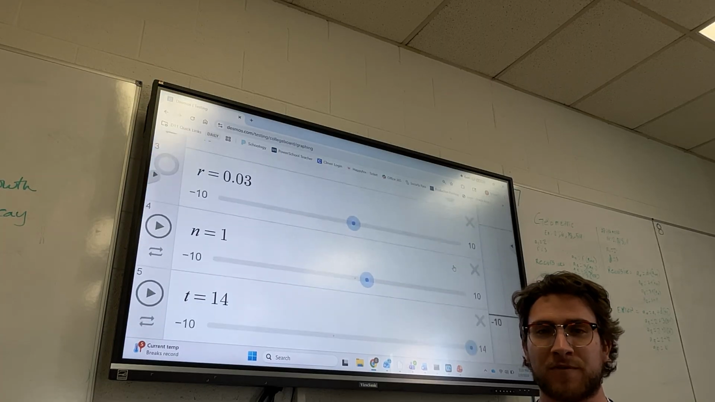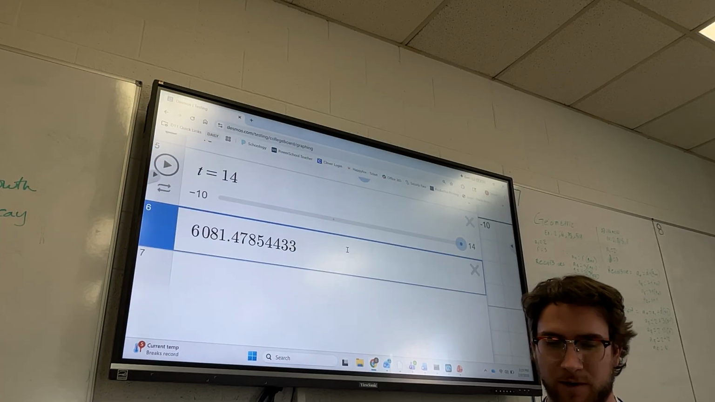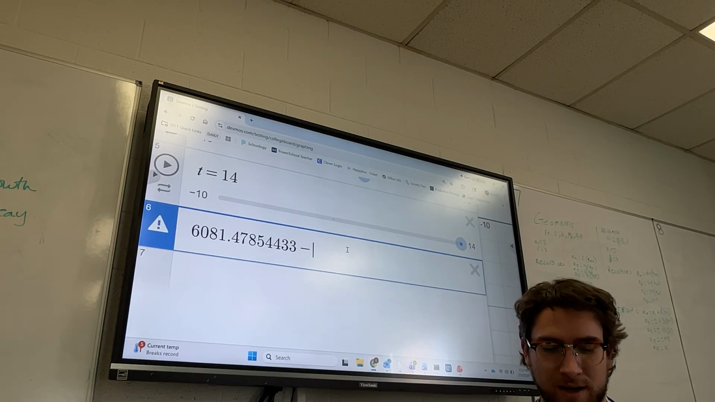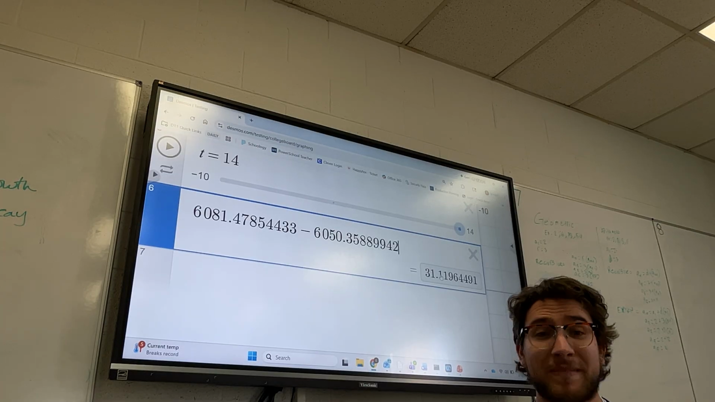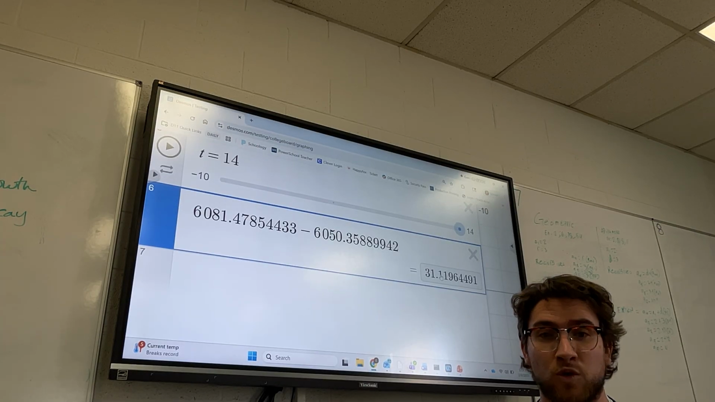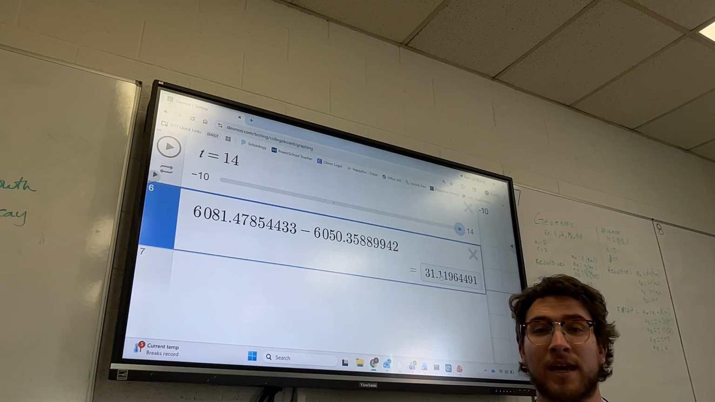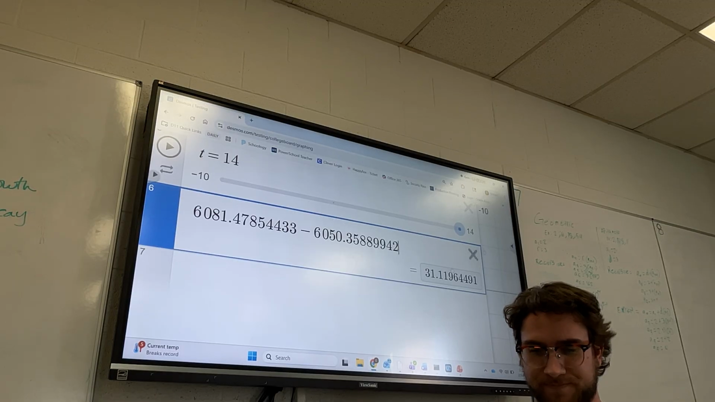We get 6,050. We're going to copy that number, come down here, we want the difference, so we subtract, and we find that our difference is 31.11. That is all we need to do for this question. We are plugging it in, we are using the sliders on Desmos, and we're copying and pasting them down.